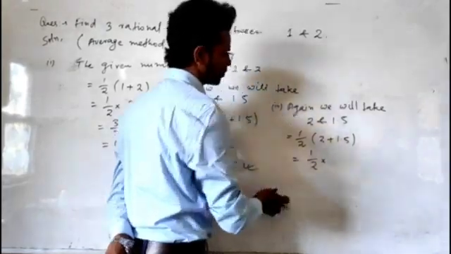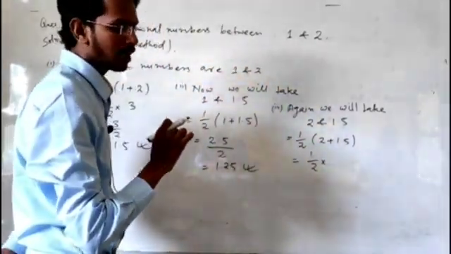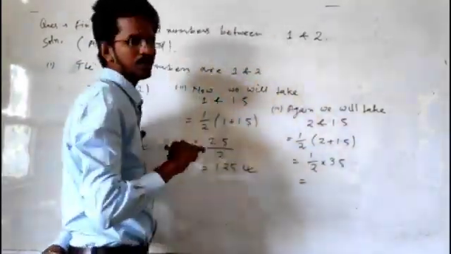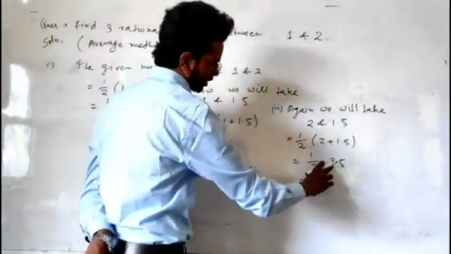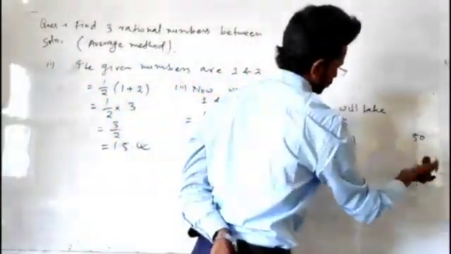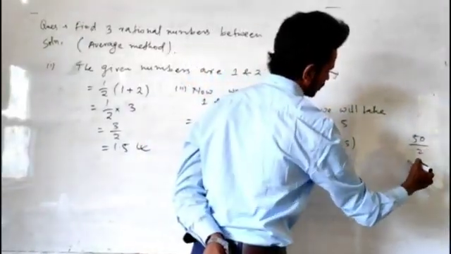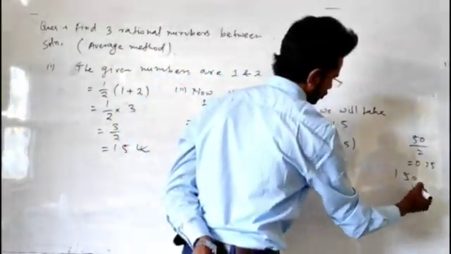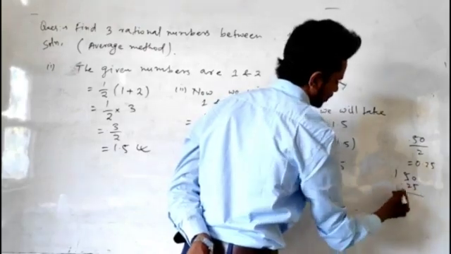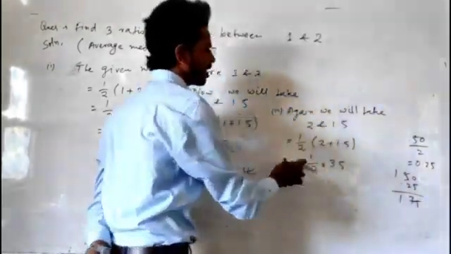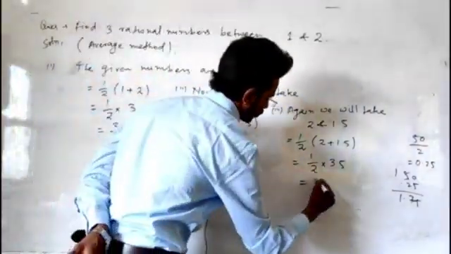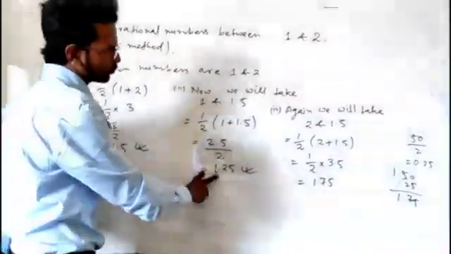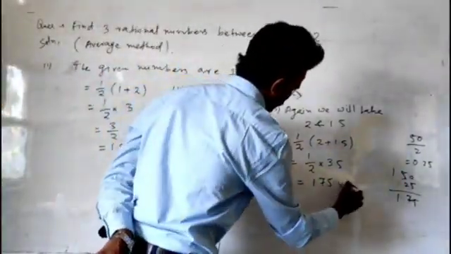Write 1 upon 2 multiplied by 2 plus 1.5, that is 3.5. And what is the half of 3.5? The half of 3 is 1.5, and what is the half of 0.5? The half of 0.5 is equal to 0.25, and the half of 3 is 1.5. This way you will add and get 1.75. So the half of 3.5 is 1.75. The first one is 1.5, the second number we got is 1.25, and the third one we got is 1.75, the three numbers.